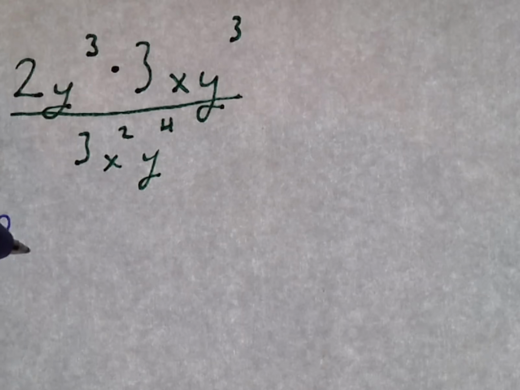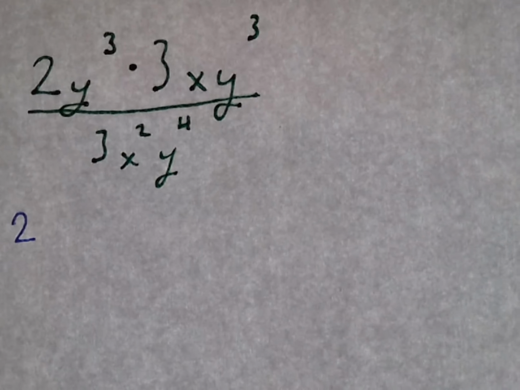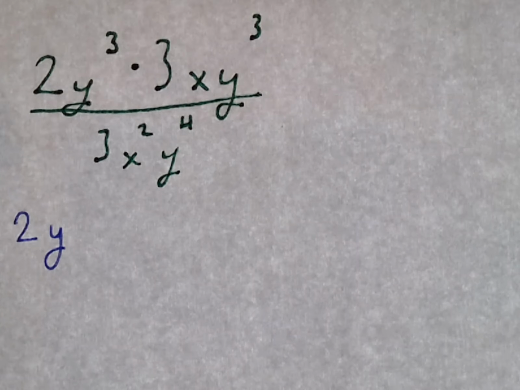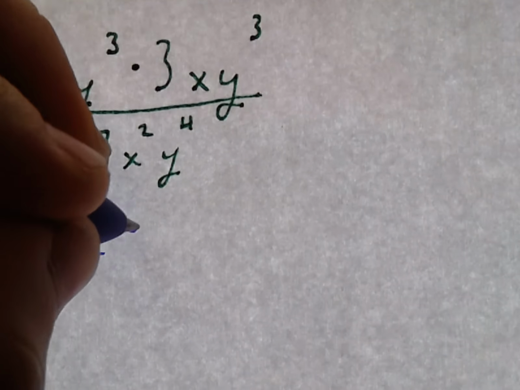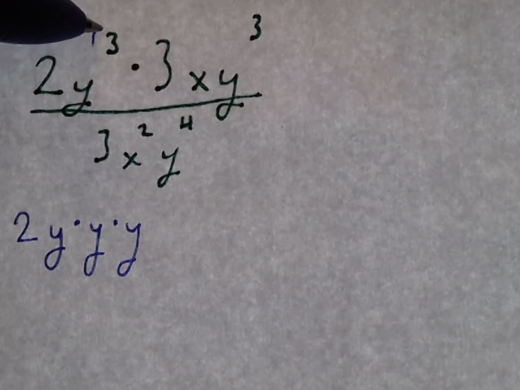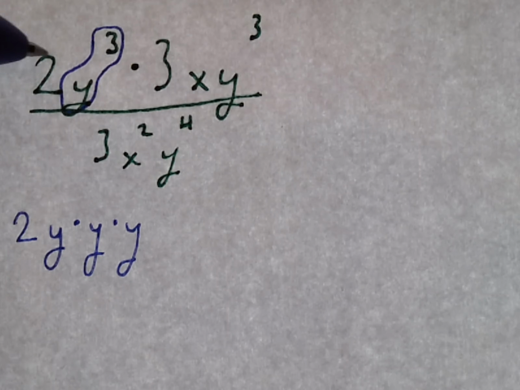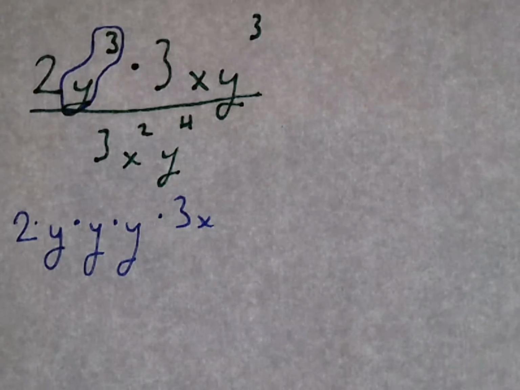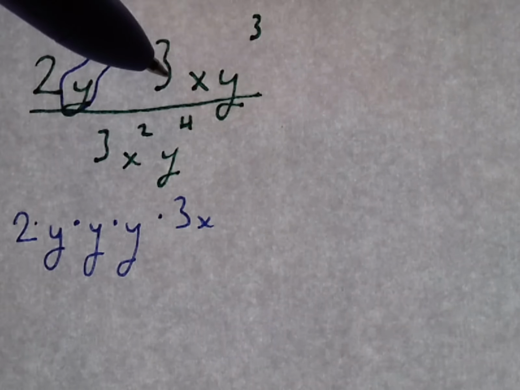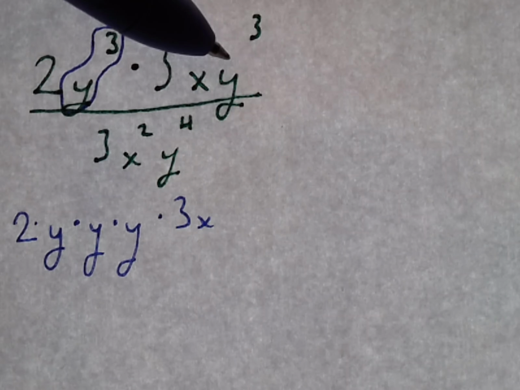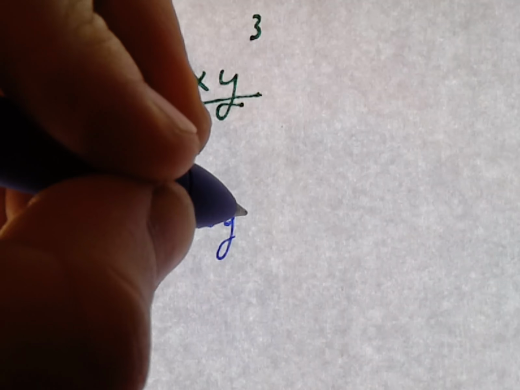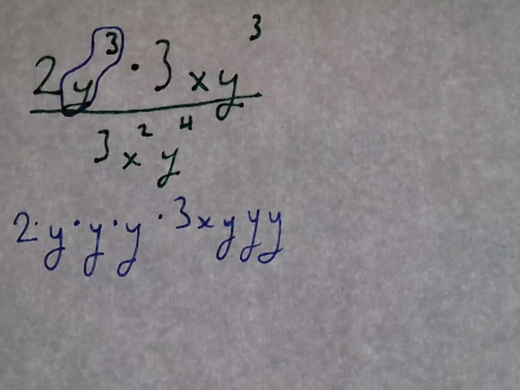This is going to be 2. This is y to the third power, so that ends up becoming y times y times y. Don't forget, since this y doesn't have any parentheses around it, matching it up with the 2, this third power just affects that y. So this is 2 times y times y times y, and then times 3x, and again, there's no parentheses between the x and the y, so I just multiply the y by itself 3 times. So times y times y times y.